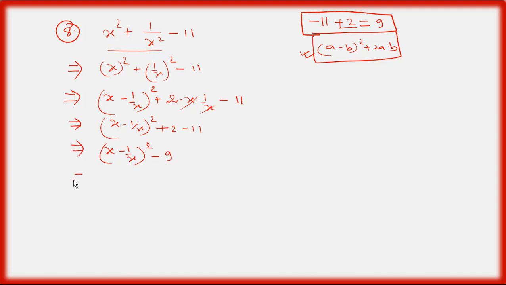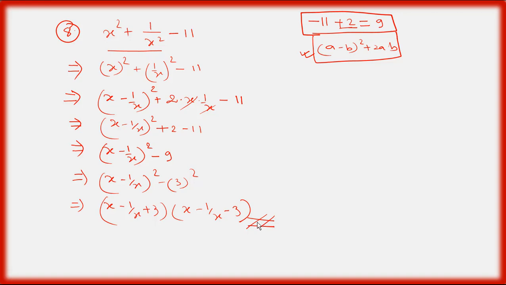Okay, now the next step, dear students, minus 9. I think you understand this. Finally, (x − 1/x)² minus 3². Now use a² − b²: (x − 1/x + 3)(x − 1/x − 3). No need to arrange the final condition. In this way, we can solve this type of question as well. Hope everybody understands the question.